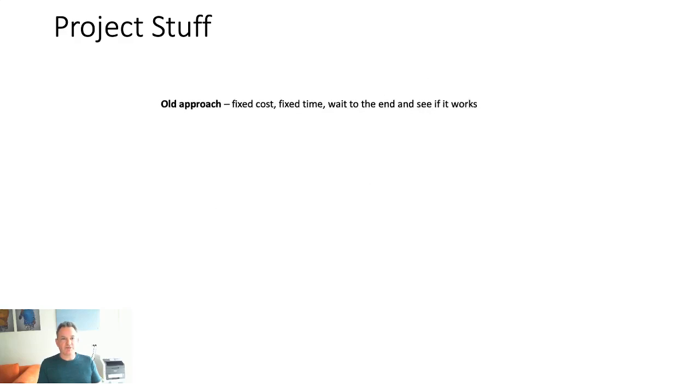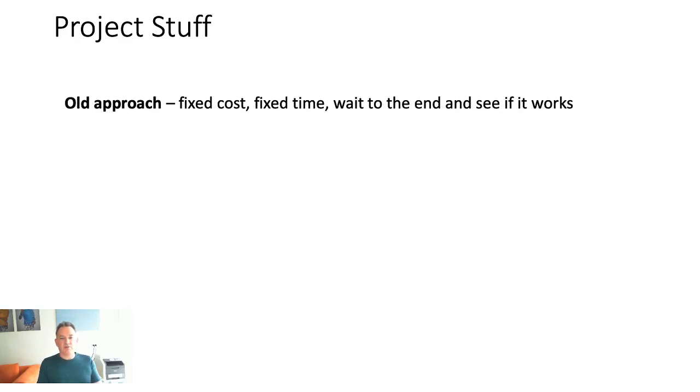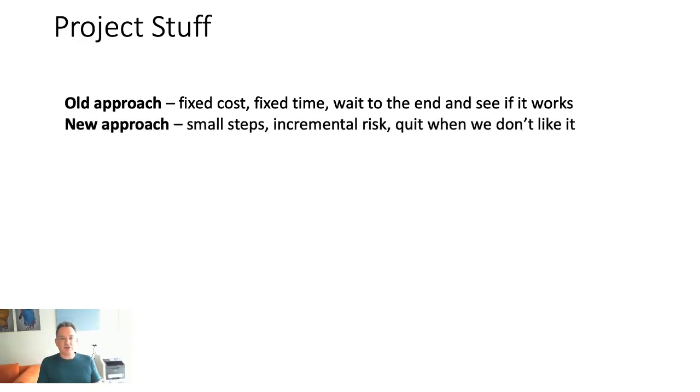So, project stuff. The old approach, as I say, was fixed cost, fixed time, wait until the end and see if it all works. The new approach is more agile. So what we try to do is we break things down and we take small steps and we try and deliver things in small amounts rather than one big thing at the end.